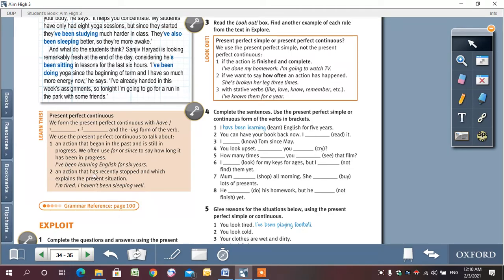Number two, an action that has recently stopped and which explains the present situation. I am tired. I haven't been sleeping well. So here, again, the action has recently stopped, and it explains the present. I am tired. Why? Because I haven't been sleeping well.